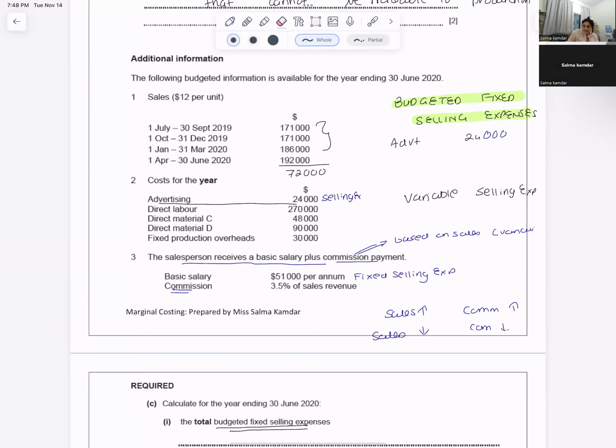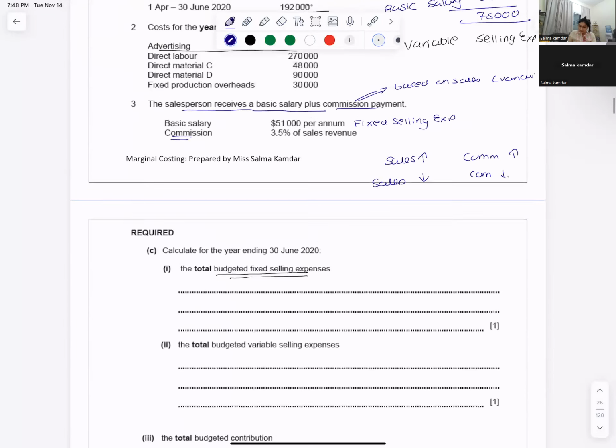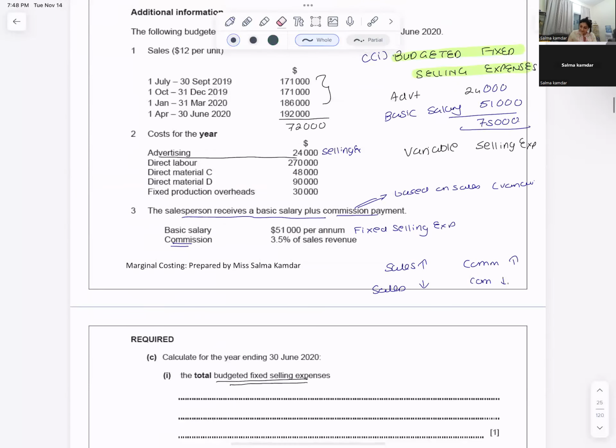So if I talk about budgeted fixed selling expense, the fixed selling expense would be advertisement and basic salary. Basic salary is 51,000. So budgeted fixed selling expense would be 75,000.